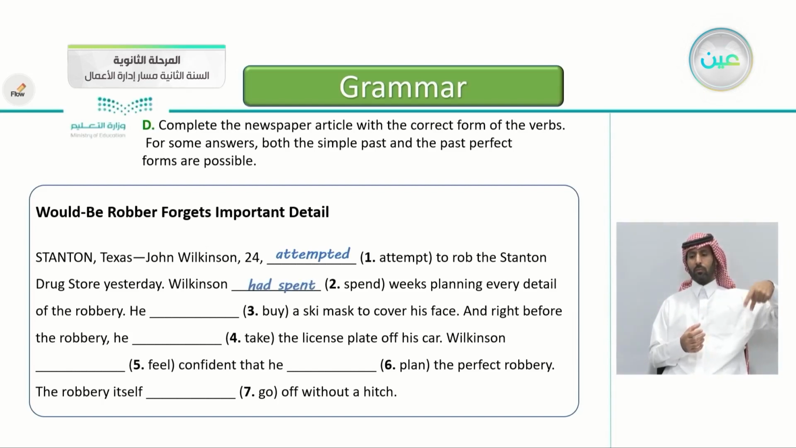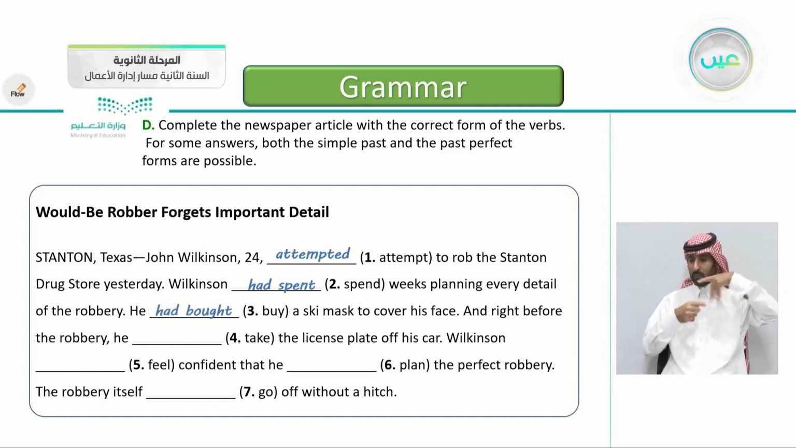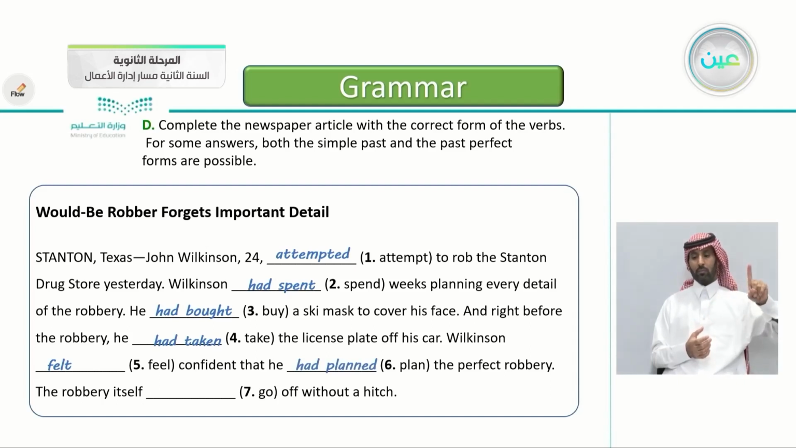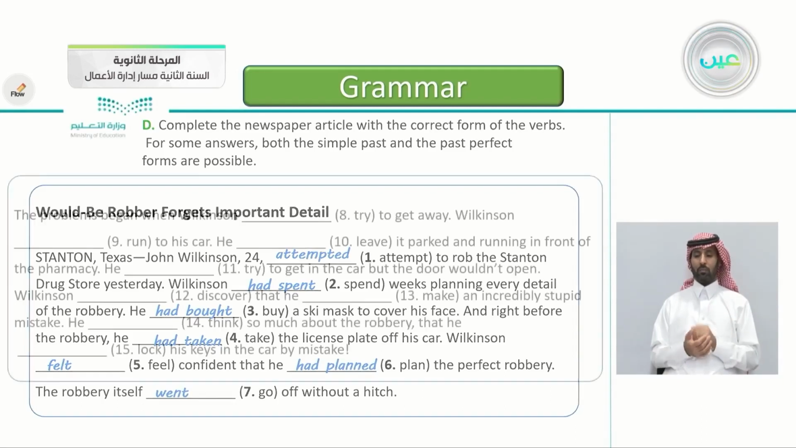He buy a ski mask to cover his face. Excellent. He had bought. And right before the robbery, that's correct, he had taken the license plate off his car. Wilkinson feel confident that he planned the perfect robbery. Five and six. Very good. He felt confident that he had planned the perfect robbery. The robbery itself went off without a hitch.